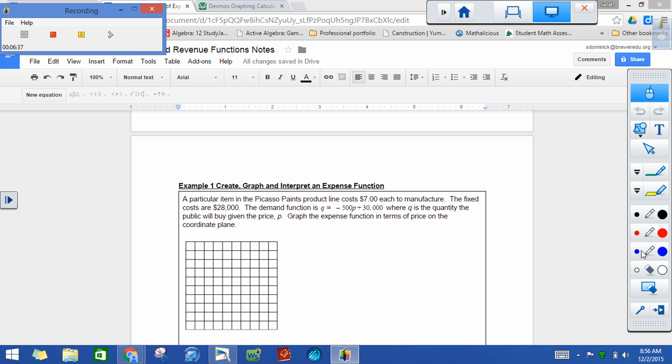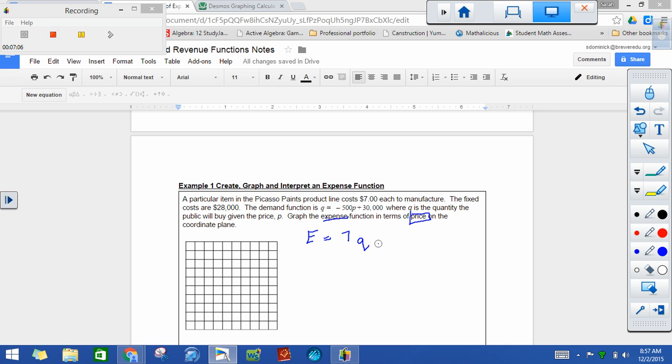The first thing you need to worry about is writing an equation that you can actually put into the calculator. So they want the expense function, so we have to make an expense function, and then they want it in terms of price. Honestly, let's deal with that after we've made the expense function. So the expense function, if you remember, is going to be your variable expenses, so how much it costs each, so $7 each to manufacture. And I need to multiply that by the quantity I'm going to make. And then I need to add the fixed costs, the fixed expenses. So those are $28,000. So I've just made an expense function.